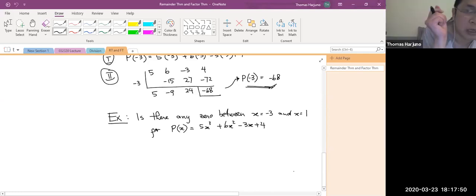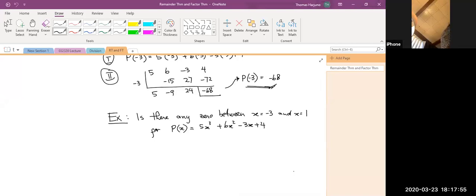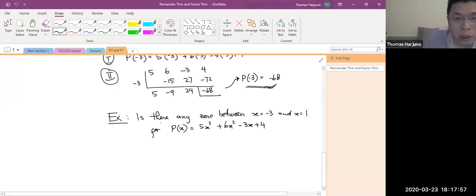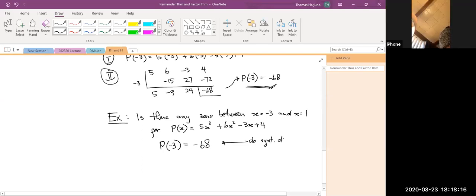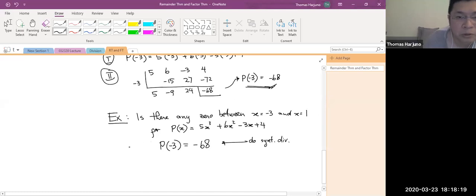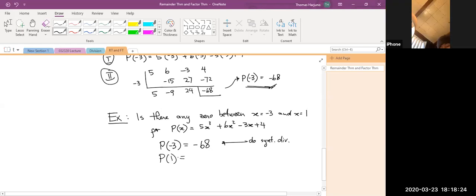Remember, this is basically applying the intermediate value theorem, right? Now, the polynomial I use in this example is the same polynomial I used earlier. So P of negative 3 is what? Negative 68, right? How do we get this negative 68? Do synthetic division. Okay, but we still need to find what P of 1 is. Now, you help me find P of 1.